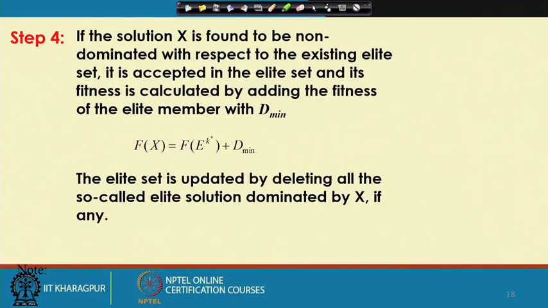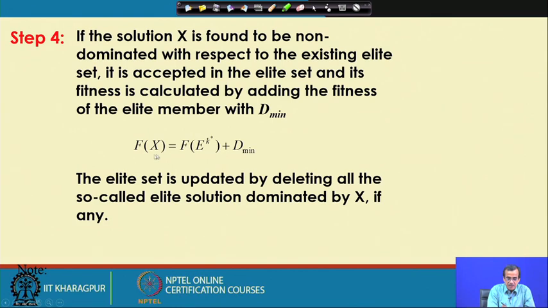Now, we select the second one and bring it in for comparison. We find the Euclidean distance between the second solution and the non-dominated solution, and by comparing its fitness values f1 and f2, we find whether it is a dominated or a non-dominated solution. If it is non-dominated, we put it in the elite set, or the non-dominated set, and its fitness is calculated using the formula f(x) is f e k star plus d minimum.